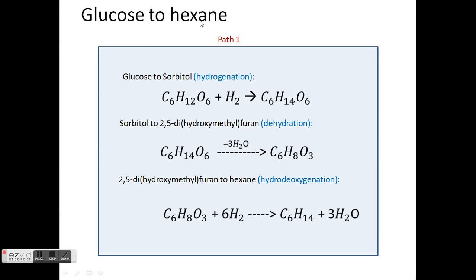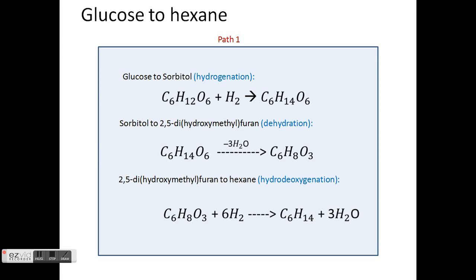So if we want sugar to hexane, this is the stoichiometry. We convert sugar to an alcohol phase, sorbitol, through hydrogenation. Sorbitol is converted to hydroxymethylfuran by dehydration, and the hydroxymethylfuran is converted to hexane by hydrodeoxygenation.